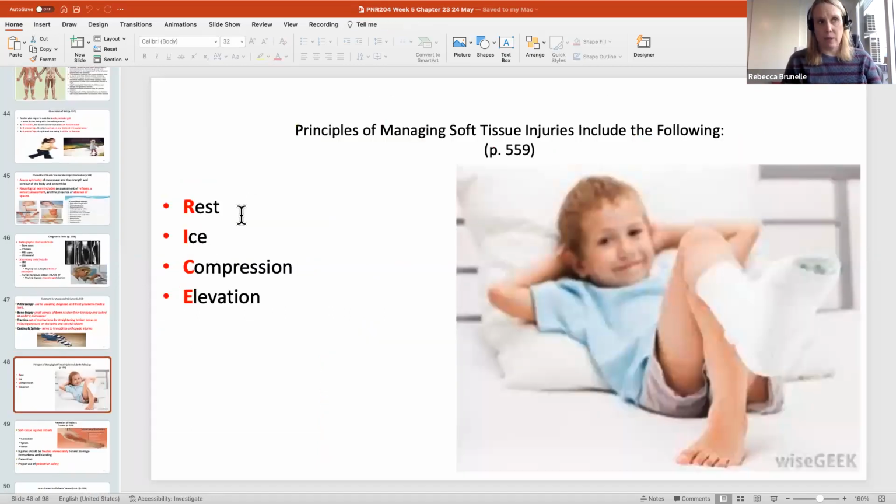We talk about the RICE, just like in other classes I'm sure you've taken, where you talk about rest, ice, compression, and elevation, which are the 4 things that you recommend when they've had a musculoskeletal injury that's not a fracture. So, if they've twisted their ankle, sprained their foot, whatever, this is what you recommend at home to kind of help them get over it.